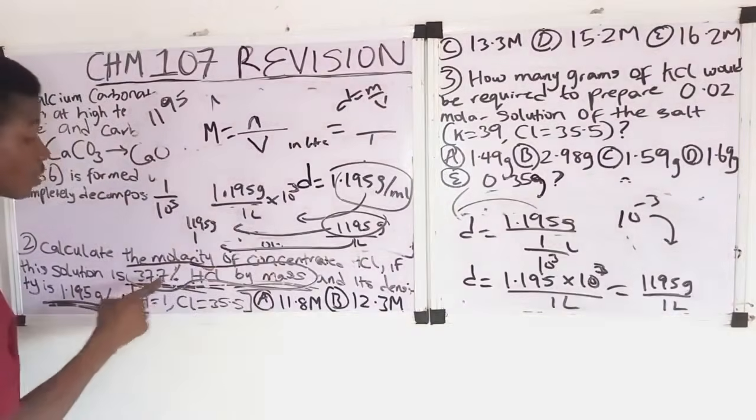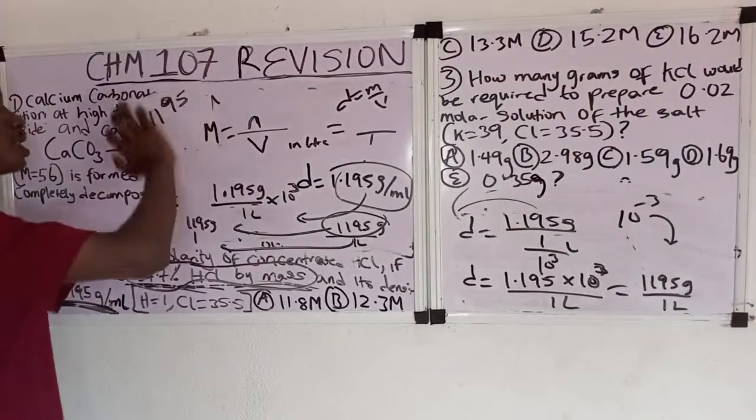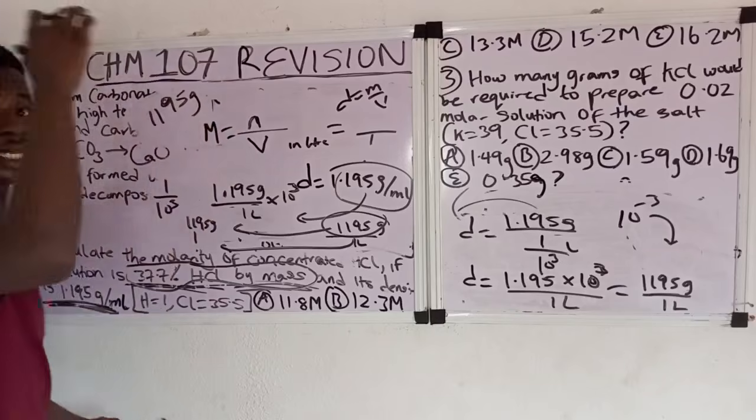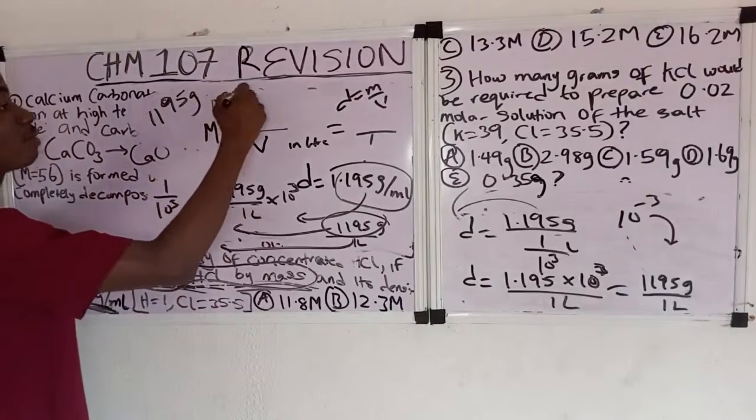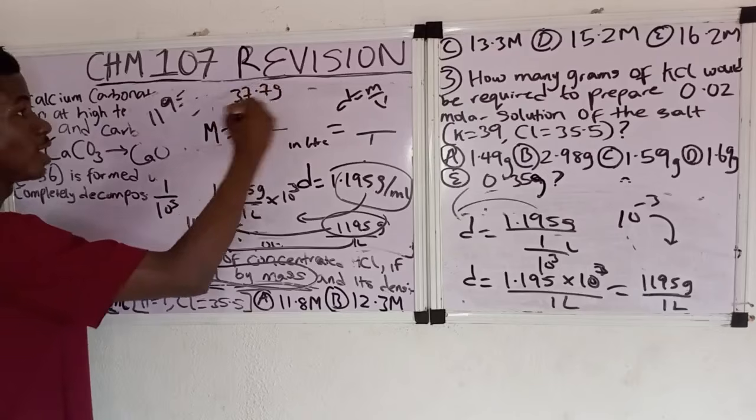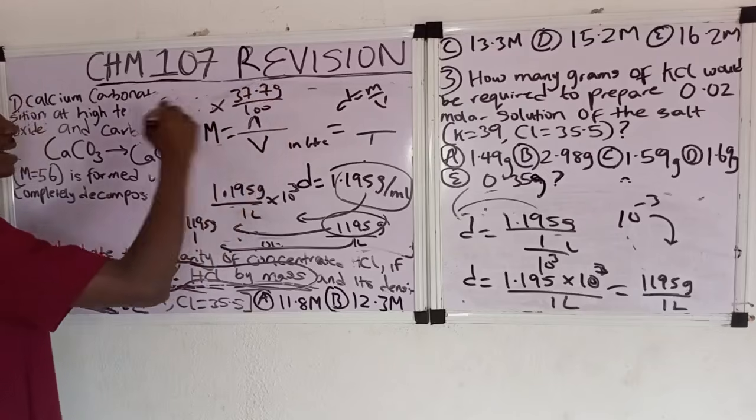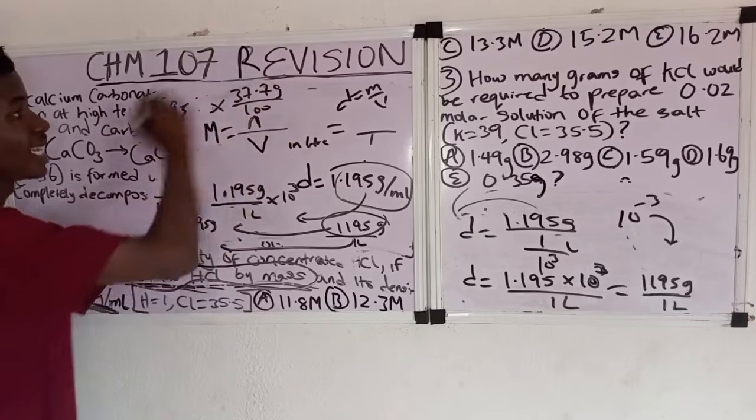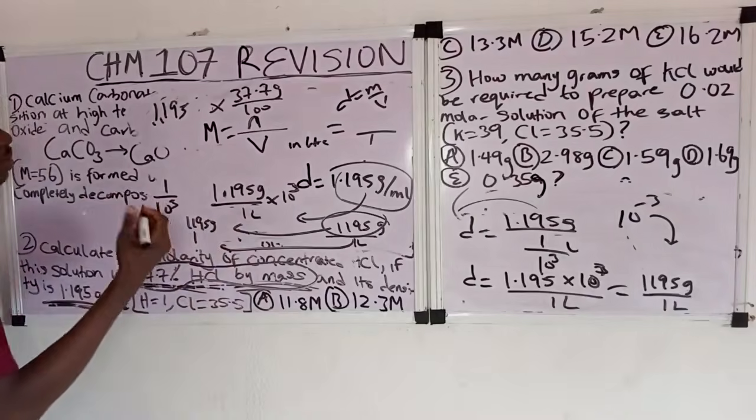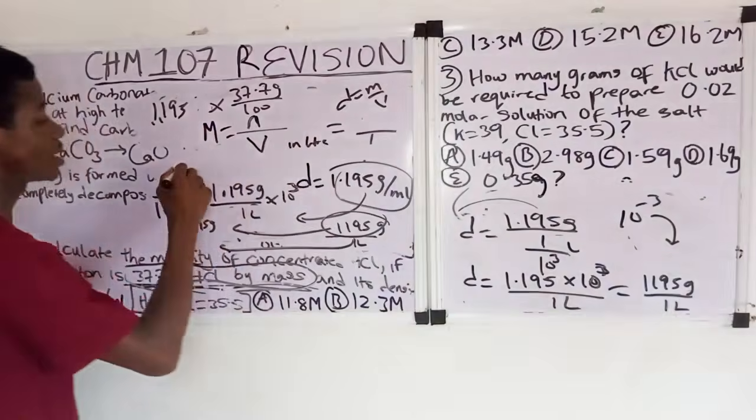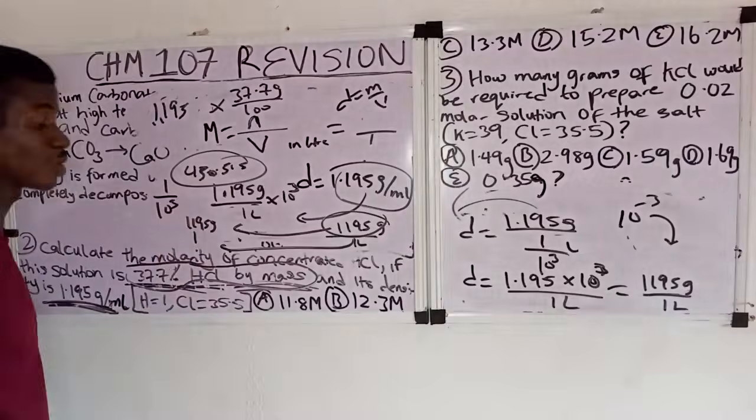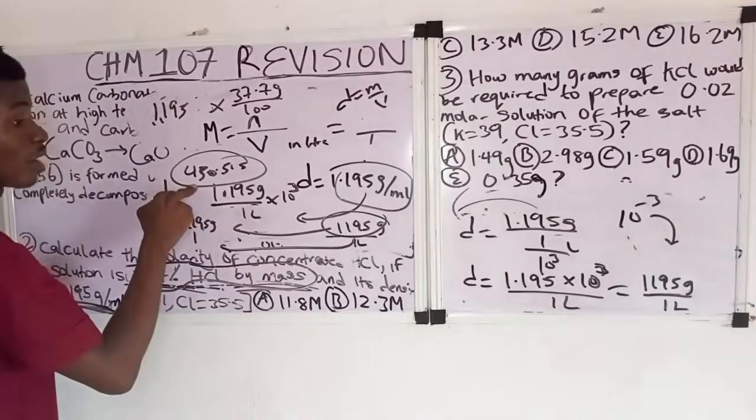If you continue, they said 37.7% by mass. Out of the mass of your solution, 37.7% of this mass is hydrochloric acid. So 37.7 divided by 100, we multiply times the 1195. We get the mass of hydrochloric acid in the solution, which is 450.515, right? We've gotten the gram of hydrochloric acid in the solution.